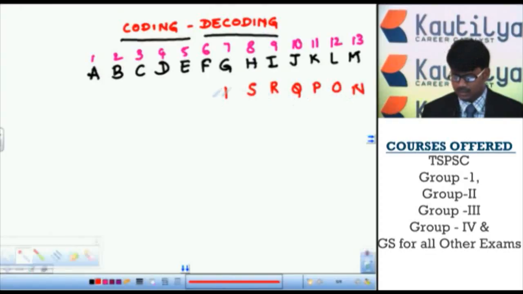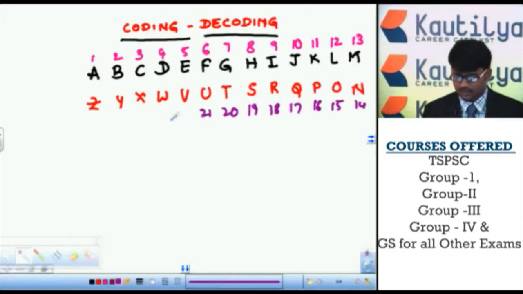Q, S, T, U, V, W, X, Y, Z. These are the second half of the alphabet, and we write them from right to left. Then we have to give the places for those letters: N for 14, O for 15, P for 16, Q for 17, R for 18, S for 19, T for 20, U for 21, V for 22, W for 23, X for 24, Y for 25, and Z for 26.